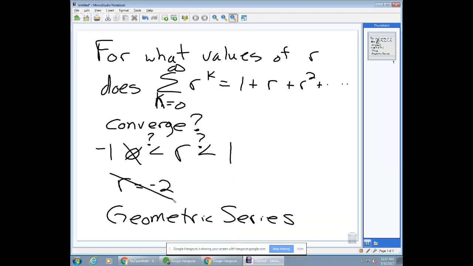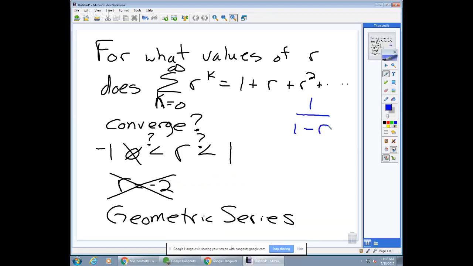So R equal 2 does not work. Do you guys remember the value this converges to? It's a fraction. It's got a 1 in the numerator, a 1 in the denominator. There's also an R in the denominator, and they're connected by something. Subtraction. Good job. Yes. So this will converge to 1 over 1 minus R.